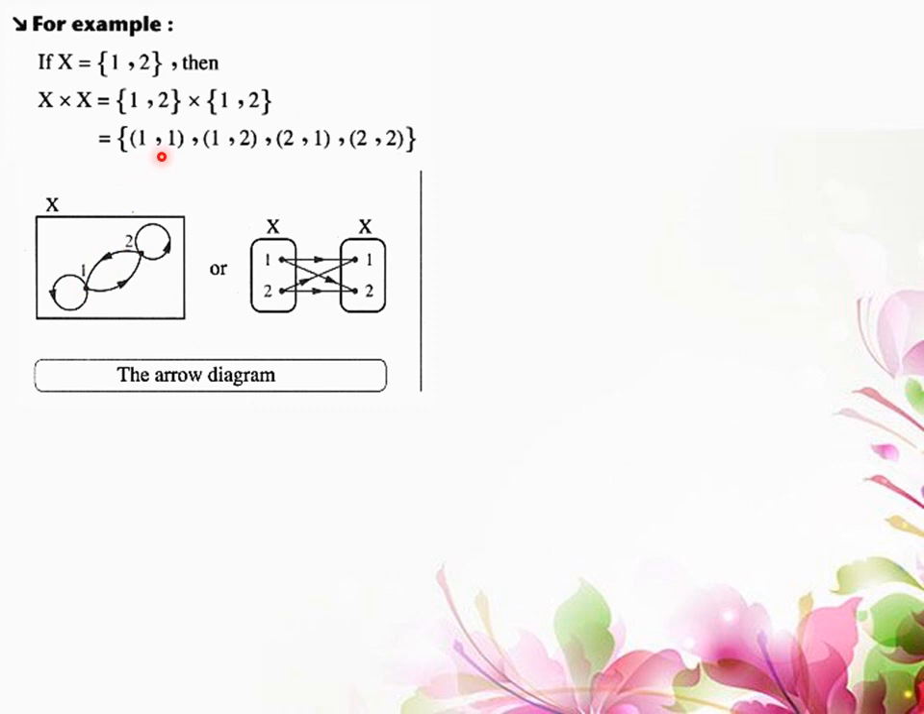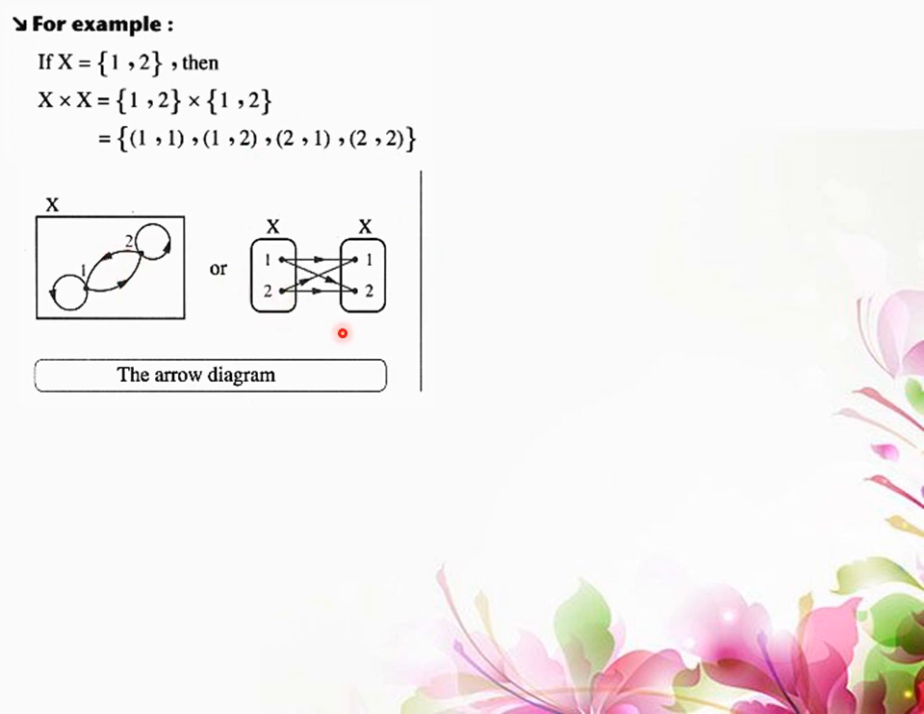The first ordered pair was 1 and 1. We will represent it by a loop from 1 to itself, a loop like this. 1 and 2: a curved arrow from 1 to 2. 2 and 1: a curved arrow from 2 to 1. Finally 2 and 2, we will represent it as a loop from 2 to itself. But the direction is important, from 1 to 2, the direction here you must draw it.